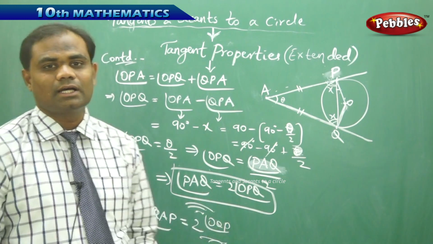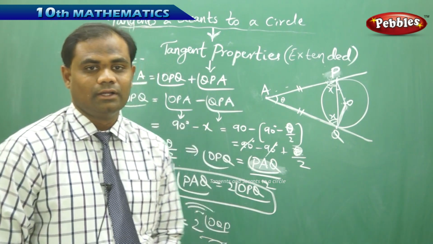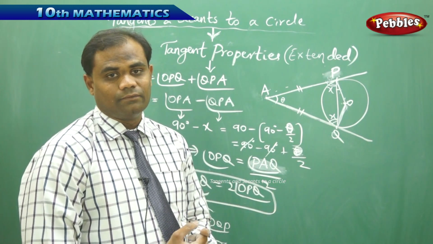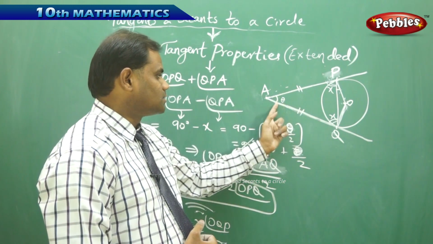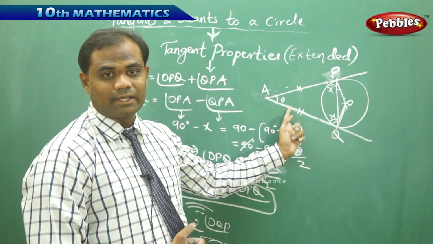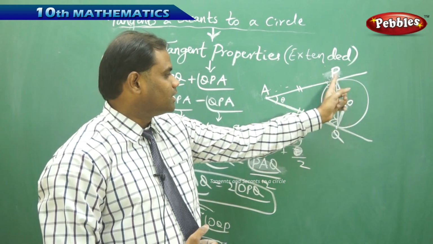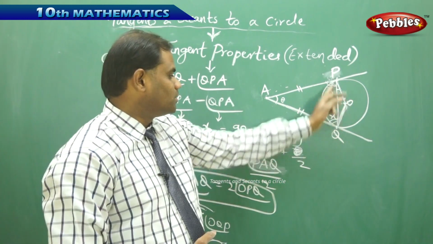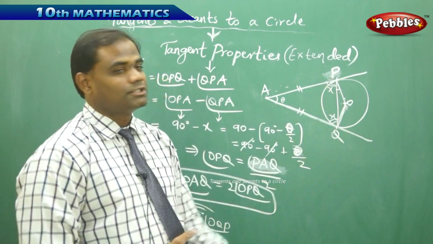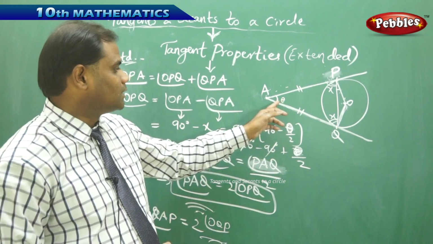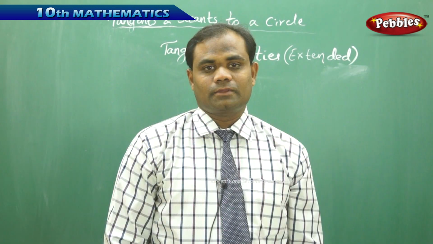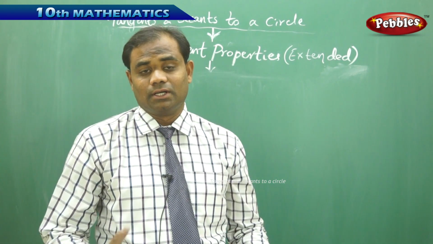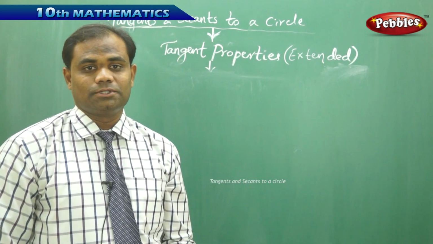Hence, these are the two properties identified for the external tangents drawn from an external point A, where the angle between the tangents, theta, is always twice the angle between the radius and the chord, and either of the angles, which I get as OPQ and OQP, is always half of the given angle PAQ. Now let's see the last property connecting the tangents to the circle, the extended property.